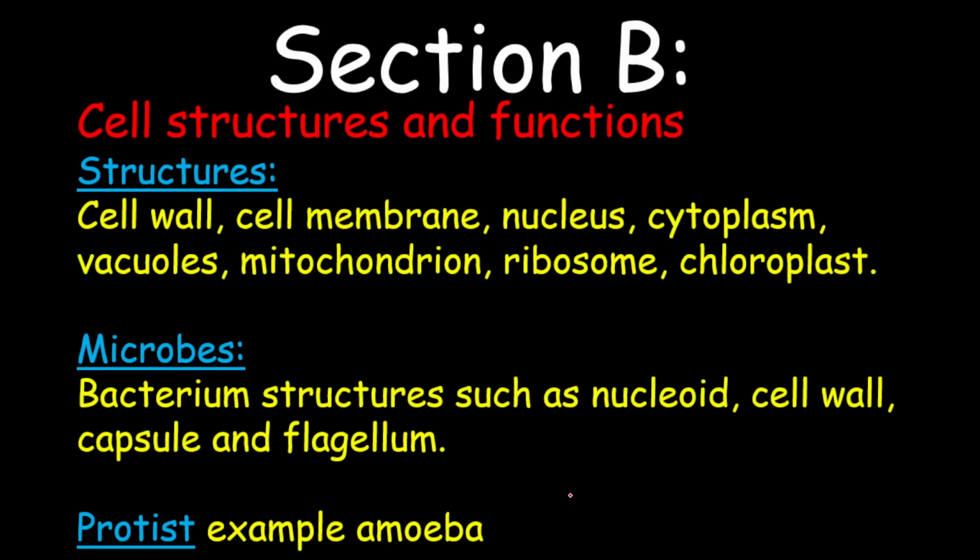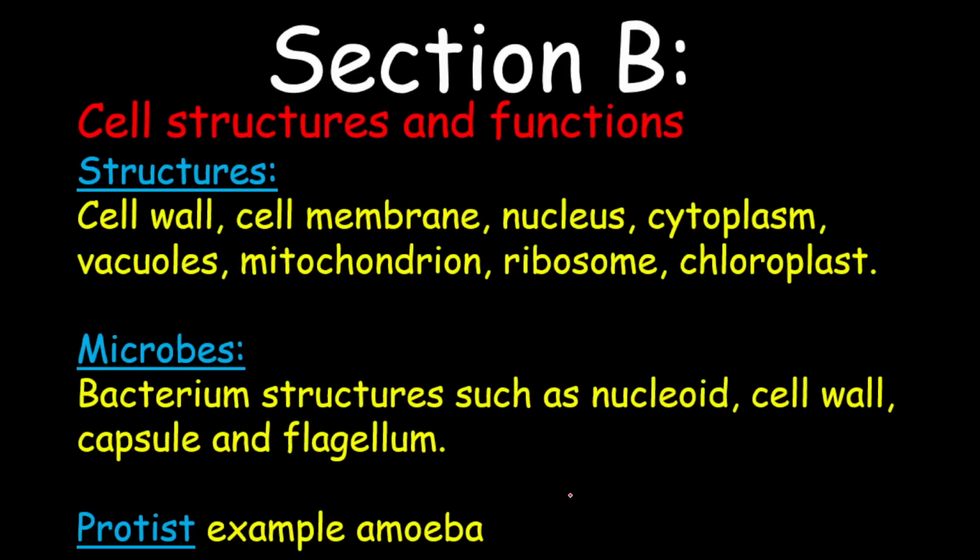Now, in terms of section B, that's pretty much section A completed. So section B, we're going to talk about cell structures and function. One of the first things we're going to talk about, again, is for you to know the different structures, identify structures and know their functions, such as cell wall, cell membrane, nucleus, cytoplasm, vacuole, mitochondria, ribosome, chloroplast.